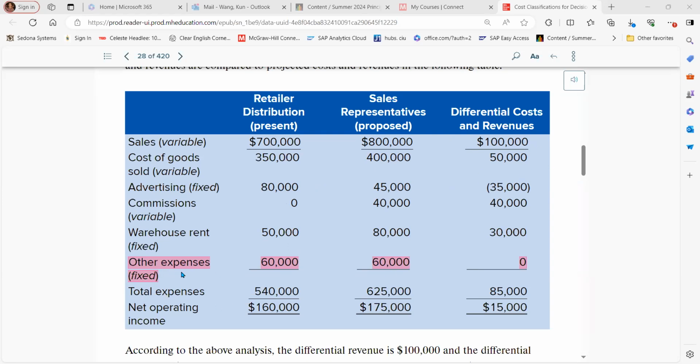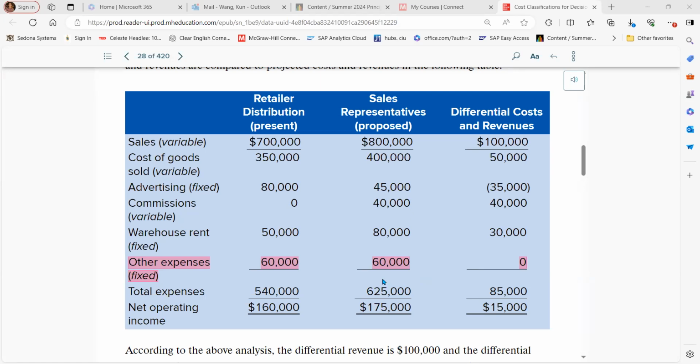I can ignore the other expense. It will not impact my final decision. So if you focus on this one later, that's really a differential approach, and it can narrow down your numbers and help give you a simplified analysis for your decision making.